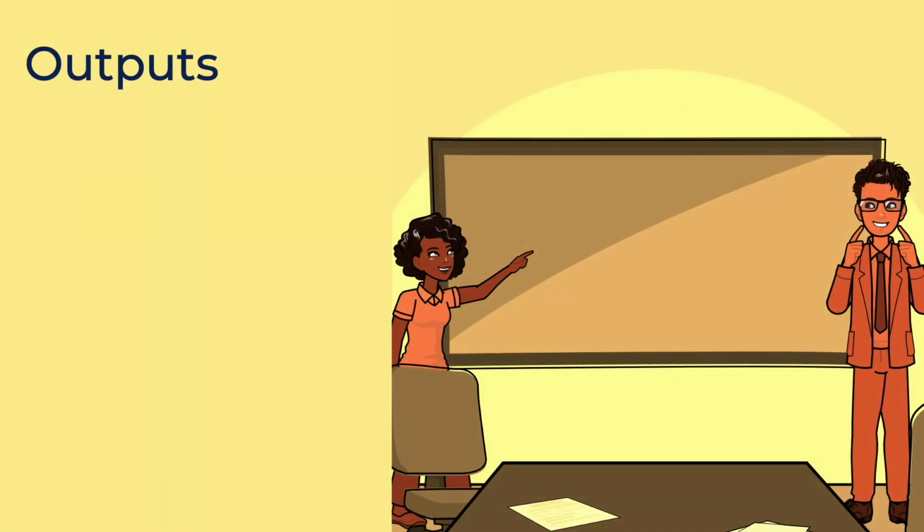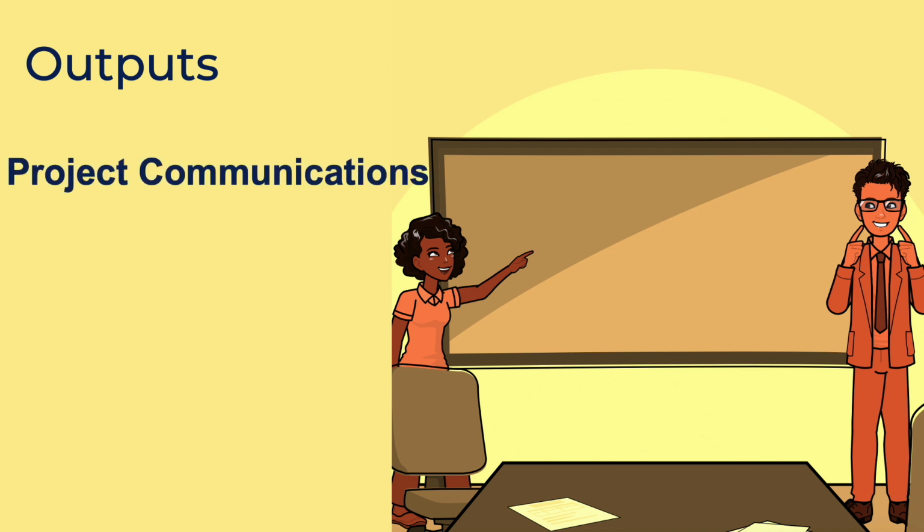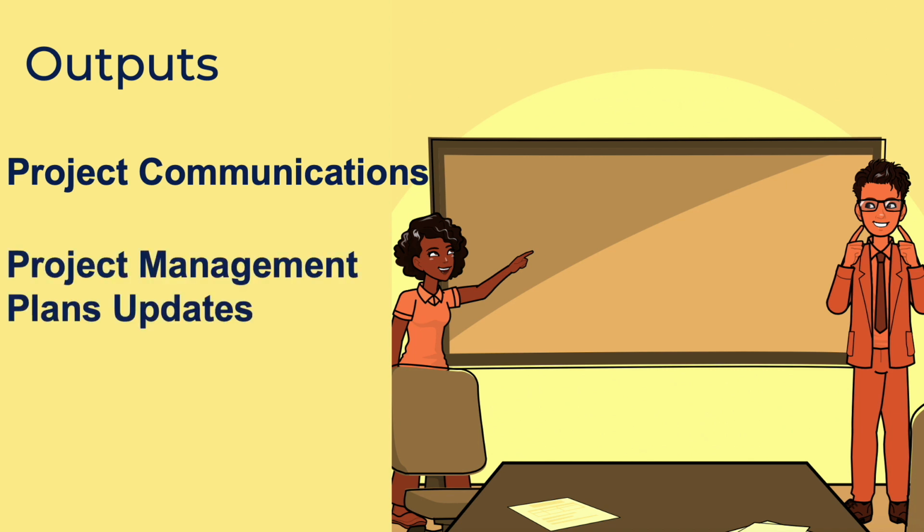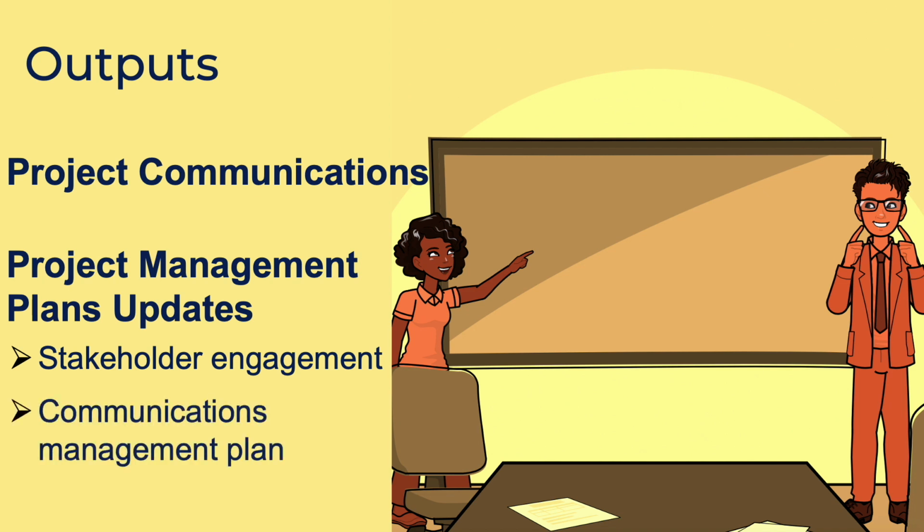Outputs of managing communication include project communications, such as performance reports, deliverable statuses, and schedule progresses. Another output is the project management plan updates. This includes updates to the stakeholder engagement plan, ensuring stakeholder requirements are agreed upon and communication strategies are updated, as well as the communication management plan, and this would include any changes made to the project's communication approach. While there are many other outputs as well, the takeaway is to always ensure your stakeholders stay updated on the process to ensure your project is successful.